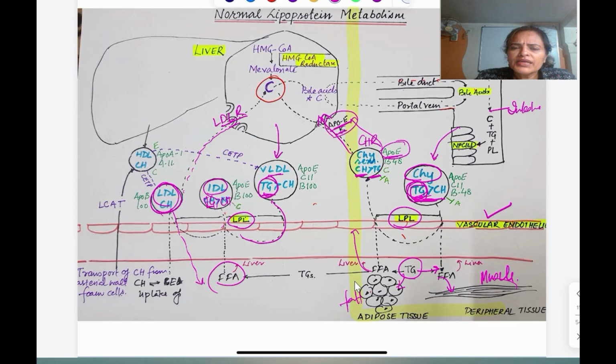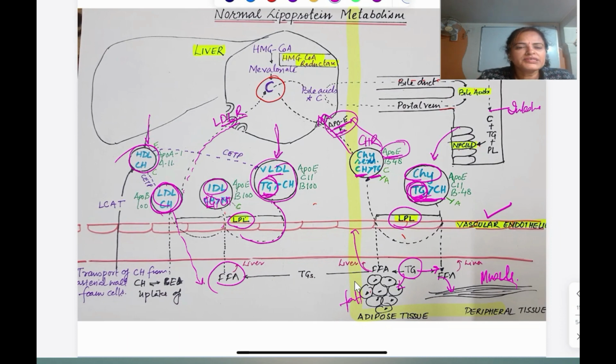Depending upon its need, in the plasma it acts as a precursor for various steroidal hormones, and it helps in cell membrane formation. So this is about the endogenous pathway. The liver is going to secrete VLDL plus nascent HDL. It secretes this also.